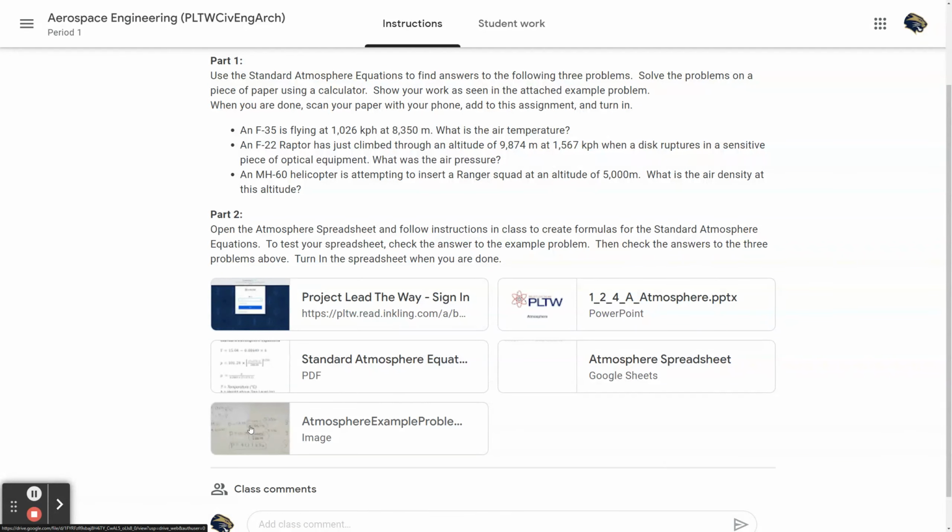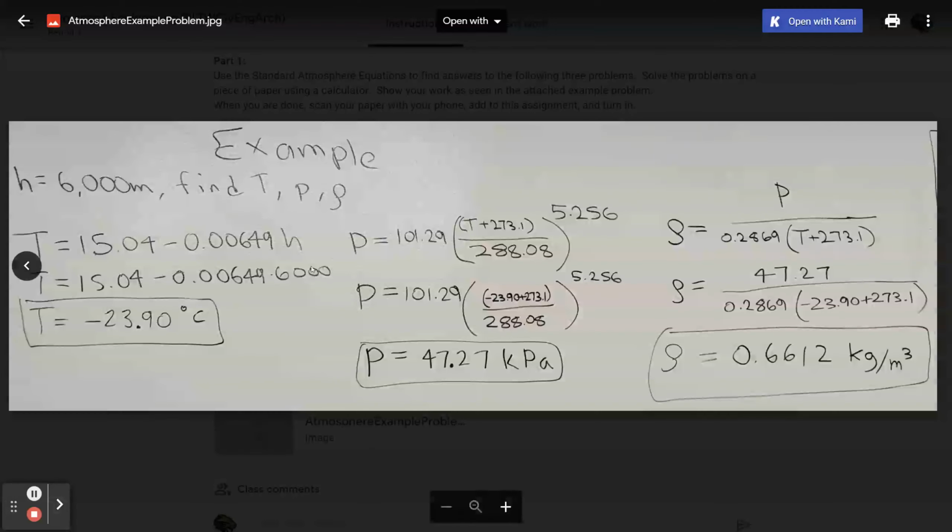And I worked an example in class. If you go down here, it says atmosphere example problem. I just said, if height is 6,000 meters, find temperature, pressure, and density. And this is how your solutions should look.